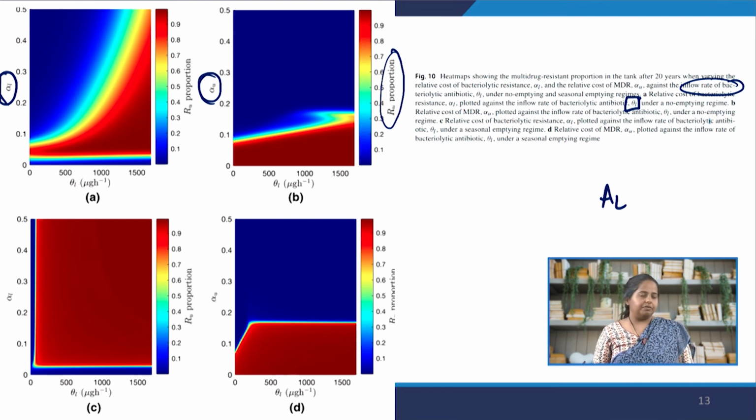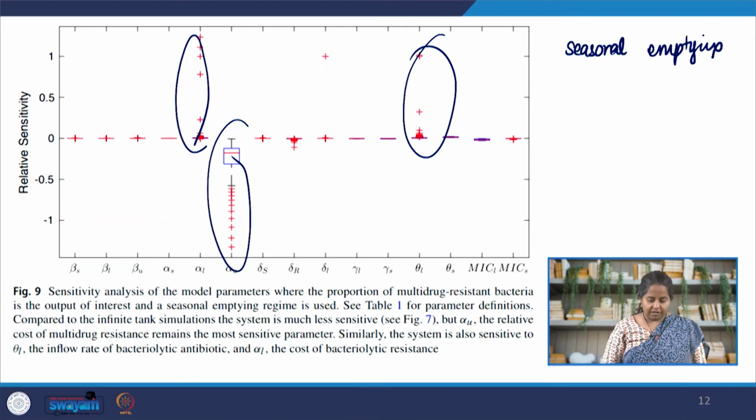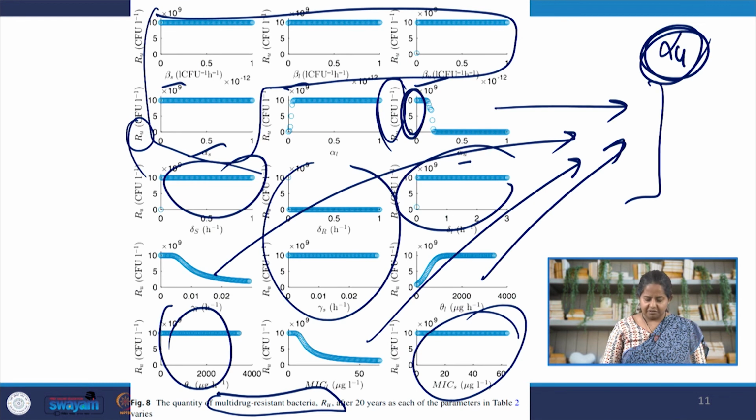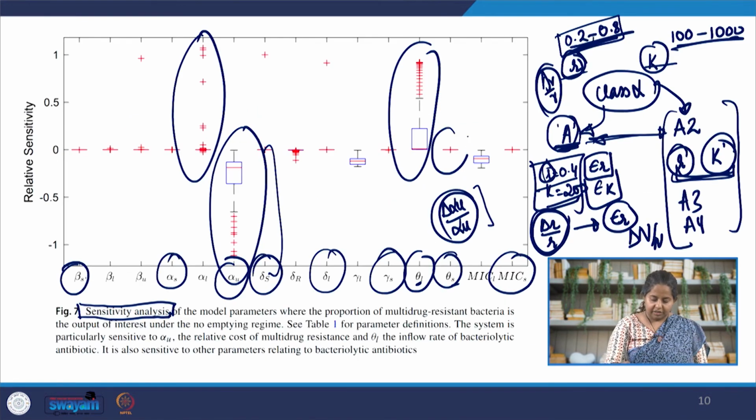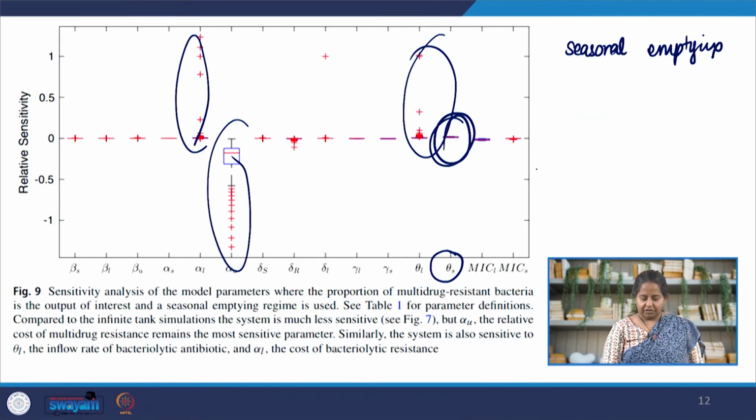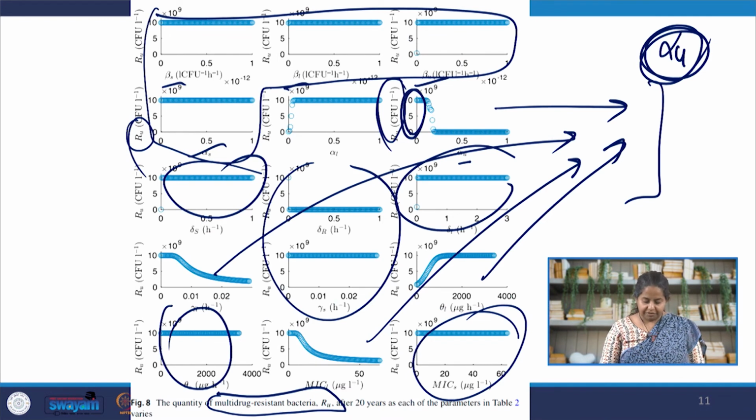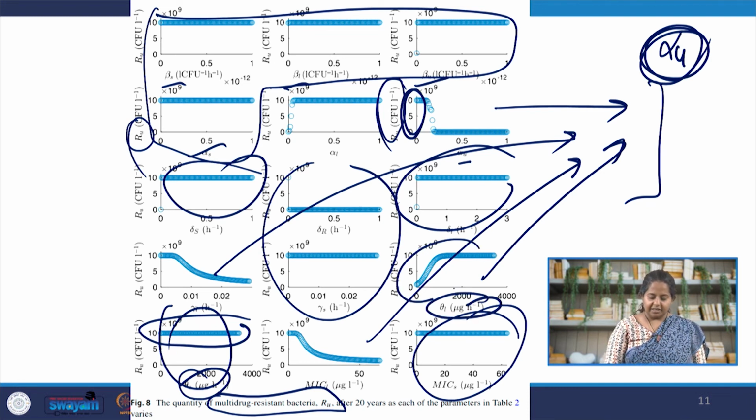So, for example, we noticed that the bacteriostatic antibiotic inflow rate does not have very high sensitivity, both for no emptying and for emptying. We also noticed that if we vary theta S, it will not have a significant impact on the levels of multi-drug resistant bacteria. However, if we vary theta L, it does have an impact.